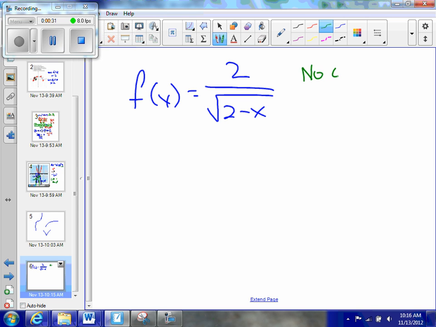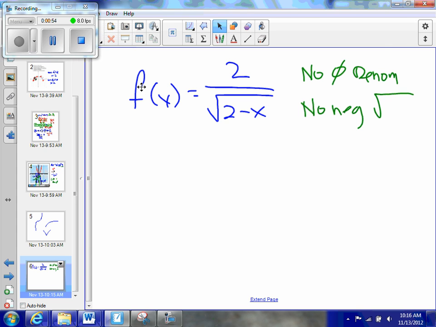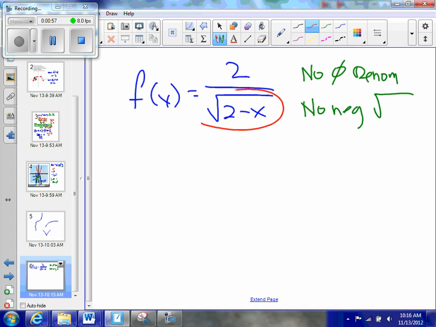One is no zero denominator, and the second one is no negative under a radical sign. We have to exclude from our domain any zero denominators or any negative signs underneath a radical. So the first thing I'm going to do is look at my denominator. My denominator is radical 2 minus x. And I'm going to set that equal to 0, because that's going to tell me what x's have to be excluded. Right? Because I know that if it equals 0, then it can't be in my domain.